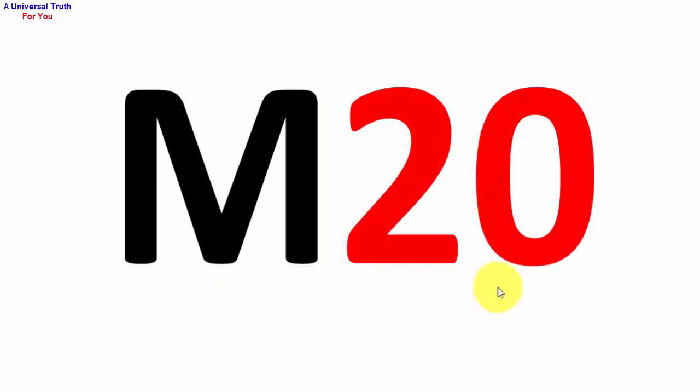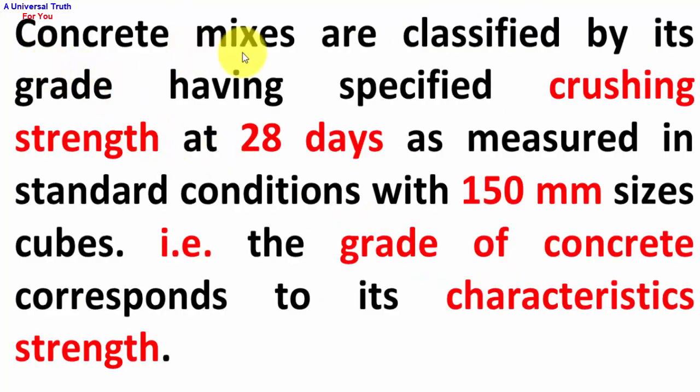M20. Concrete mixes are classified by their grade, having a specified crushing strength at 28 days as measured in standard conditions with 150 mm size cubes. That is, the grade of concrete corresponds to its characteristic strength.